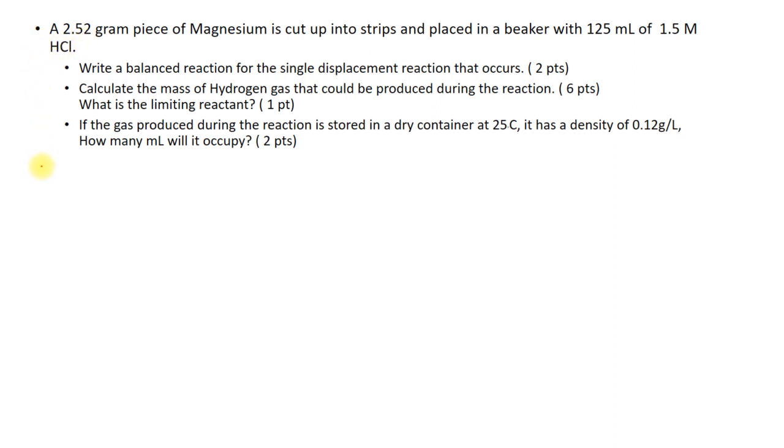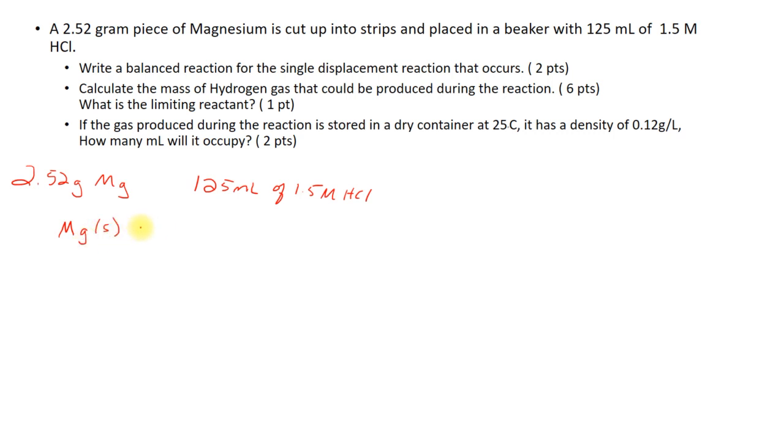Alright, so if I have a 2.52 gram piece of magnesium, and I'm putting it into a beaker of 125 milliliters of acid, the first thing I want to do is write a balanced reaction. That's almost always the first thing I have to do all the time.